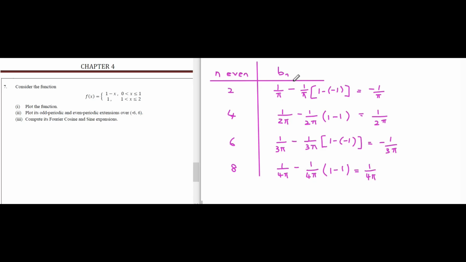The value of bn will be in terms of negative and positive. Negative 1 over pi when n equals 2. Negative 1 over 3 pi when n equals 6 and so on. However, when n equals 4, 8, 12, we have a value of positive 1 over 2 pi, 1 over 4 pi, 1 over 6 pi, and so on. So now the pattern is obvious.